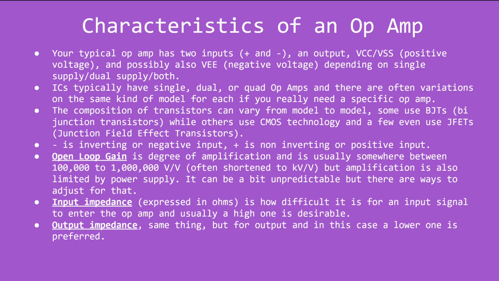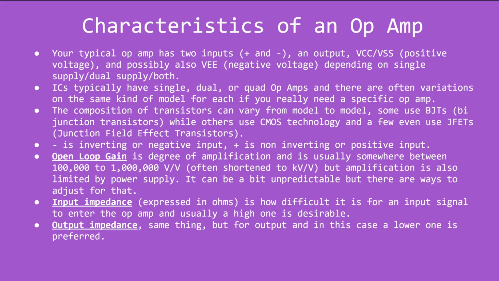ICs often have one, two, or even four op amps, and of course there are some variations for specific models as well. The composition of transistors inside the chip can vary. Some use bipolar junction, others use combined MOSFETs, or even some use JFETs. Now, minus is the inverting or negative input, plus is the non-inverting or positive input.